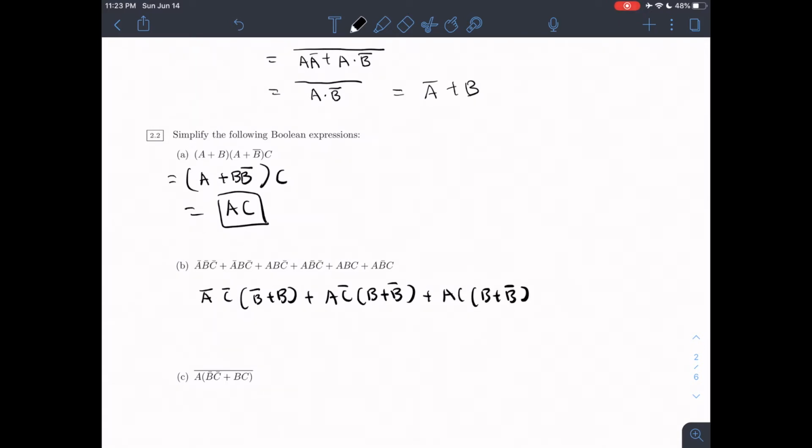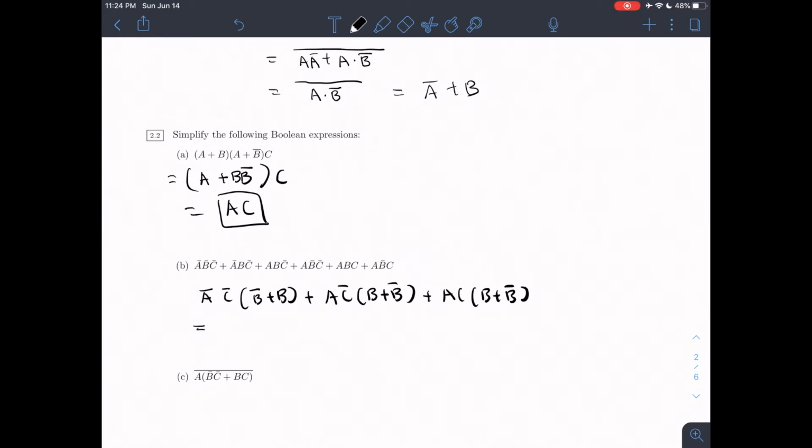And the way to get this is you can separate everything out in terms of not B plus B. So over here, you have A, not C, and not A, not C, and then you can factor this out, and then you're left with not B plus B. Similarly, you can do that with this B and not B, and then you get A and not C times B plus not B. And for the last one, you get AC times B and not B.